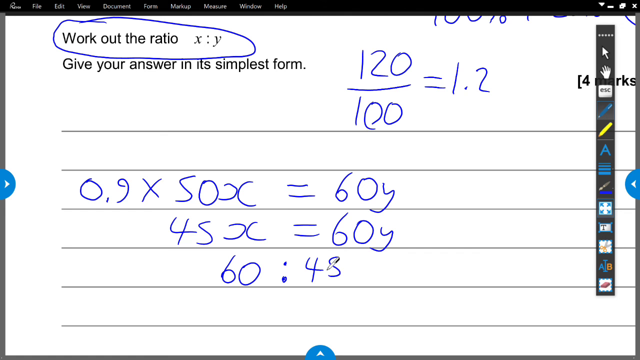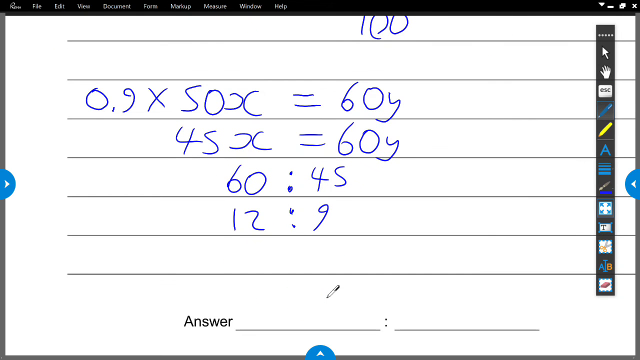And then we can simplify down this ratio. A common factor between both of these is 5, so we can divide 60 by 5, that gives us 12. And then 45 divided by 5, that gives us 9. We can go one step further than that, and we can divide by 3, which gives us 4 to 3.